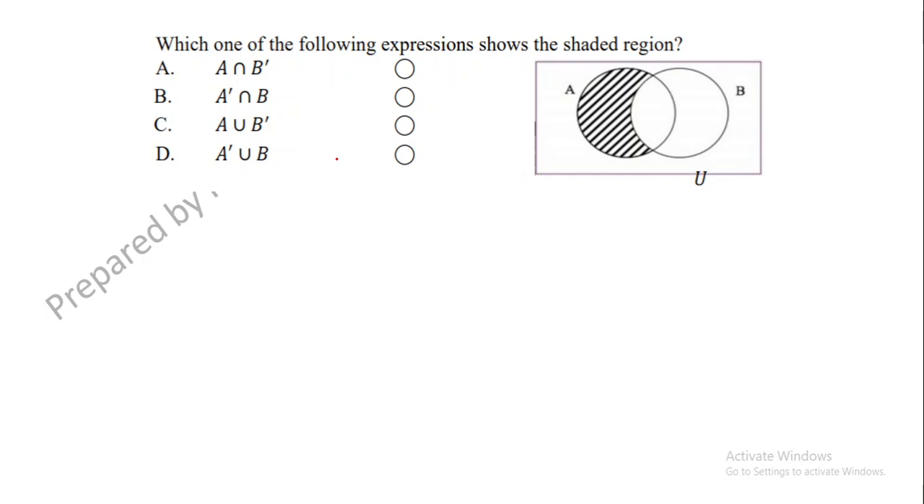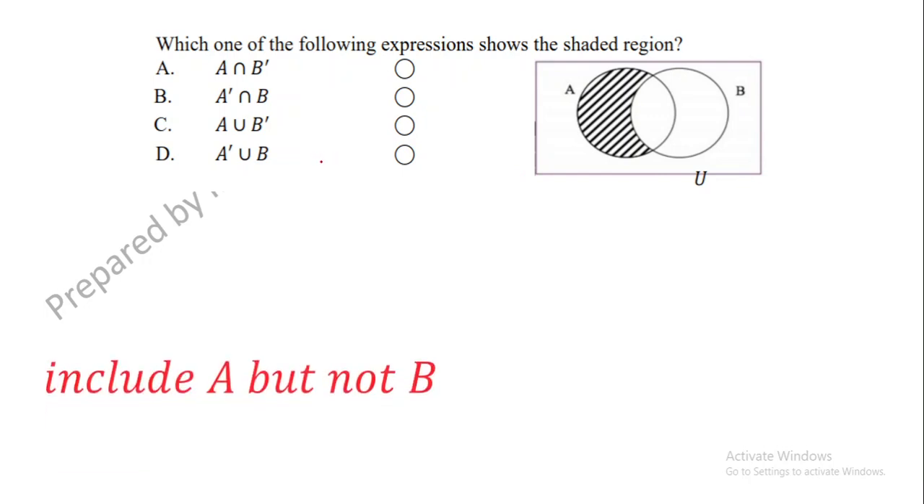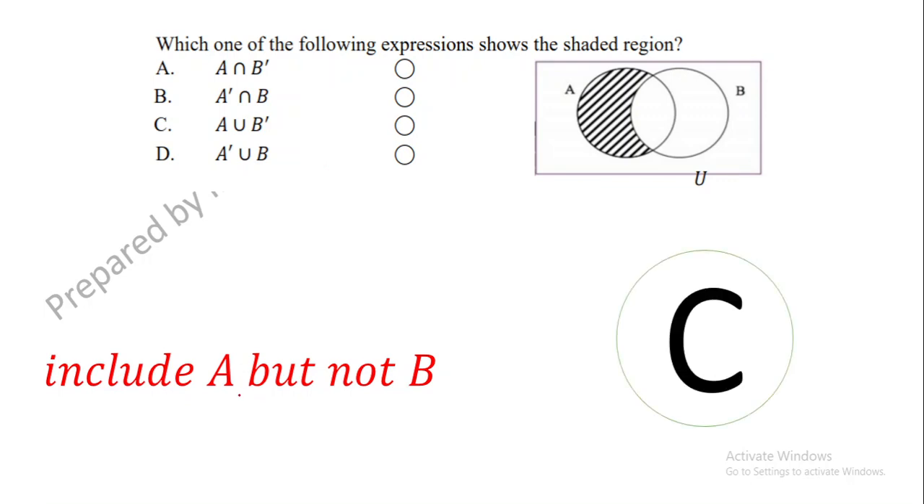But here he has given us some different kind of options, and from here we have what is this one? So the right option here will be the C option. C option says A intersection B complement, meaning you have to take A but not B. B complement actually means not B, U minus B. You have to remove this B.